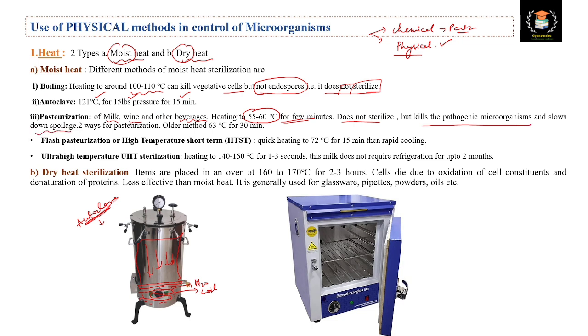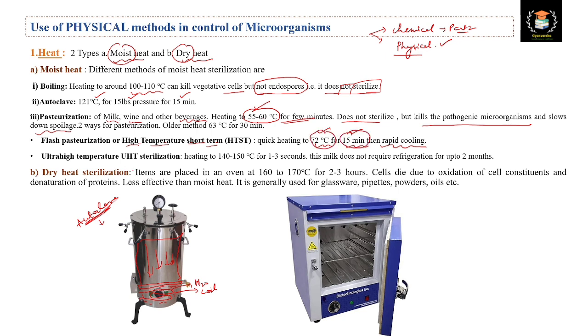Pasteurization of milk we have seen, and there is heating to 55 to 60 degrees Celsius. There are two types of pasteurization. One is flash pasteurization, or high temperature short term. Okay, from the name you can know what it will be: high temperature for a short term. Quick heating to 72 degrees Celsius for 15 minutes, then rapidly cooling. Here normal pasteurization is 55 to 60 degrees Celsius for a few minutes, and high temperature short term is 72 degrees Celsius for 15 minutes.